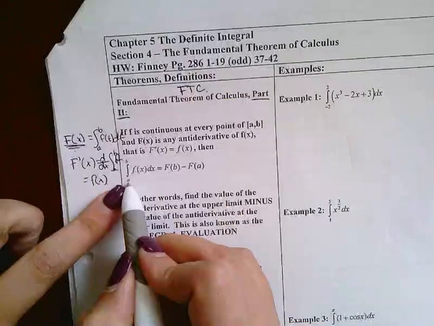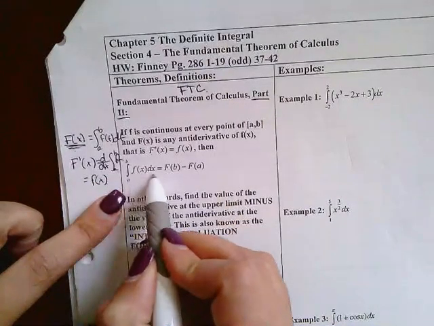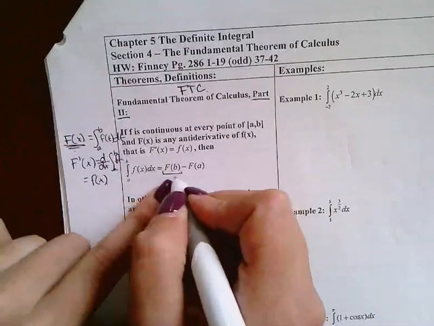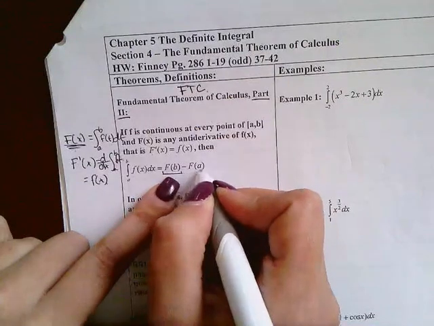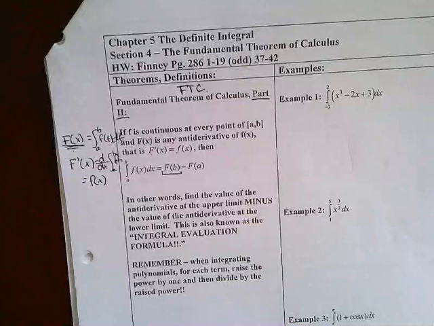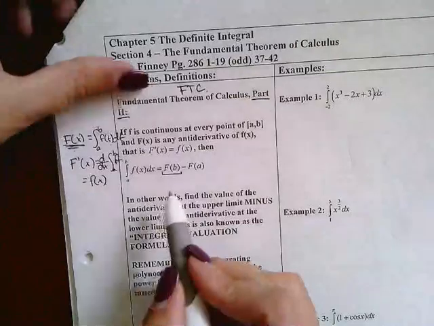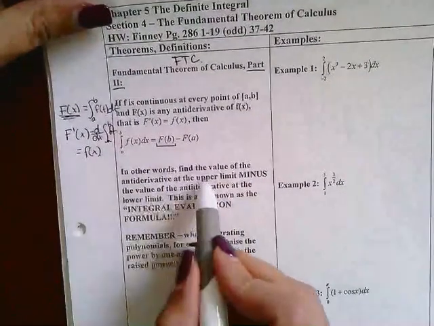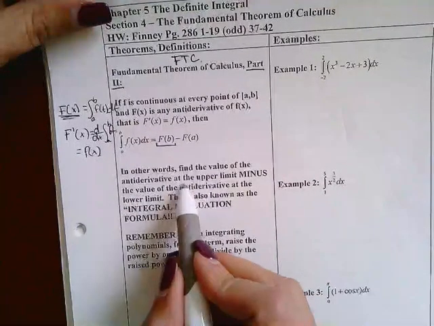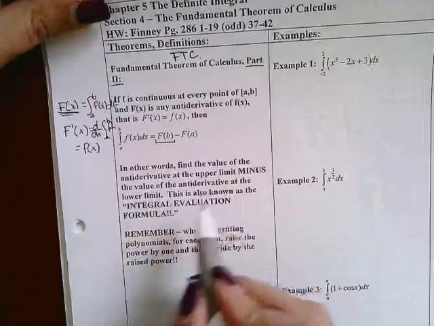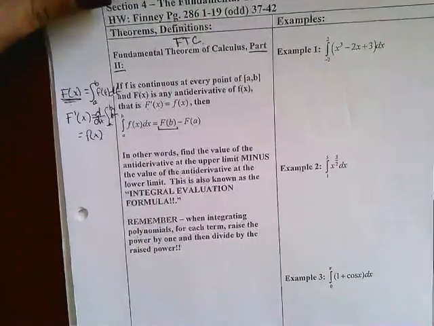All right, so the integral from a to b of f of x dx is basically taking the integral of f at b minus the integral of f at a. This is really just evaluating the integral the way that we've always done, but it's just the notation that you have to remember. In other words, find the value of the antiderivative at the upper limit minus the value of the antiderivative at the lower limit. This is also known as the integral evaluation formula.